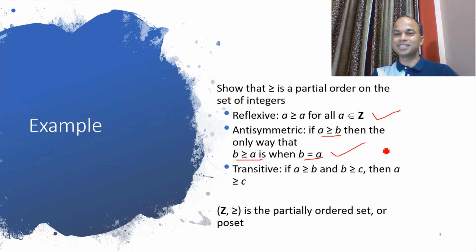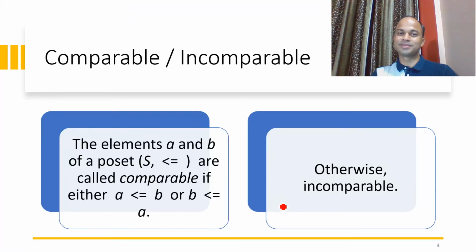Next important property is transitive. In the transitive property, A greater than equals to B and B greater than equals to C. It should be now A greater than equals to C. So this property is also true. So we can say that set of integers with greater than equals to relation is partial order set.